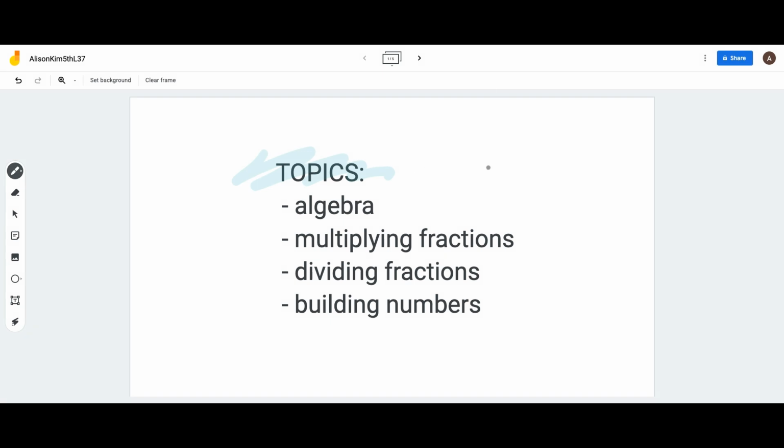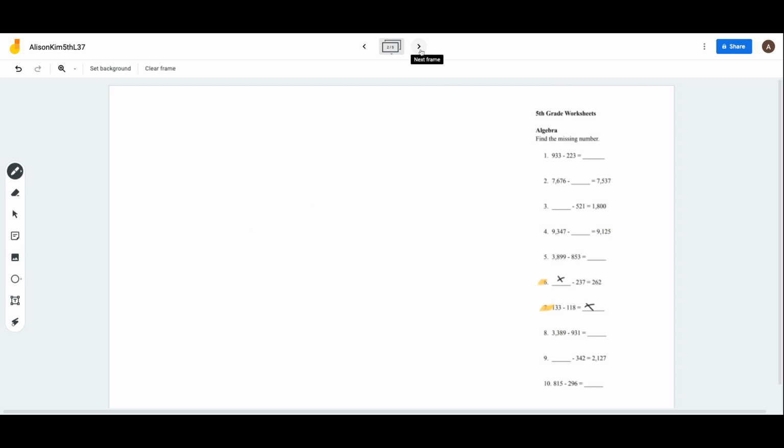Hello 5th graders, today's topics are going to be on algebra, multiplying fractions, dividing fractions, and building numbers. We're going to start off with algebra, and as you can see here, I just put variables for the missing number because that's basically what this worksheet is on for algebra.